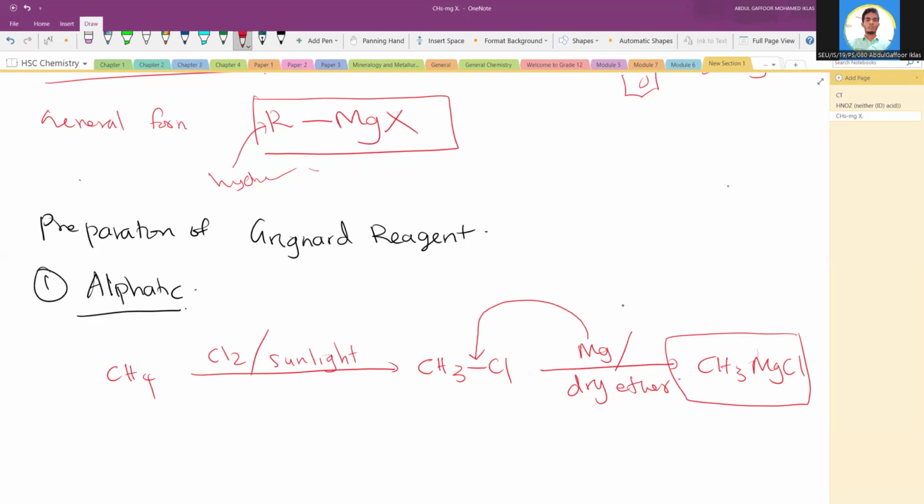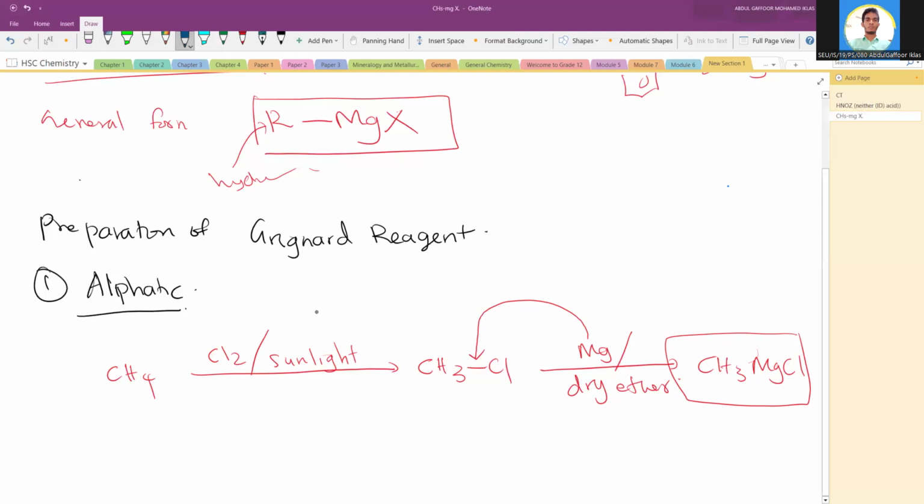This is called a radical reaction. Have you heard the term radical? This symbol is the square root symbol, but in chemistry, if you have a lone electron on an element, that is called a radical. We will study these things later. So this is how aliphatic Grignard reagent is prepared.